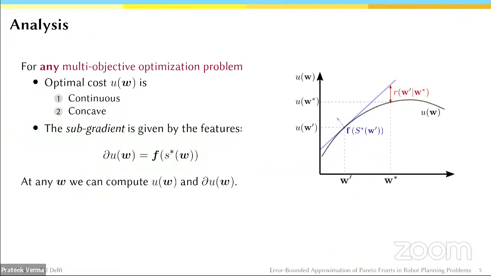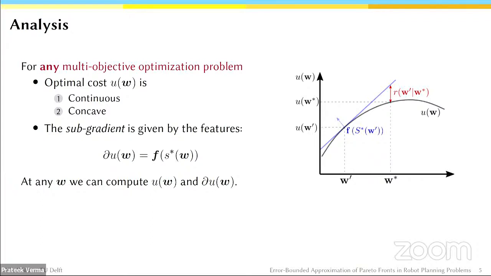Okay, to solve the problem, we analyze the components of it. And first we take a look at this optimal cost. That is the objective value of our scalarized optimization problem as a function of the scalarization weights. And for any multi-objective optimization problem, this optimal cost is continuous and it's concave, with the only assumption being that these objective functions are bounded, so there's no infinities anywhere. Furthermore, we can compute the subgradient of that function by simply looking at the values of our features or our objective functions. So what does this tell us?